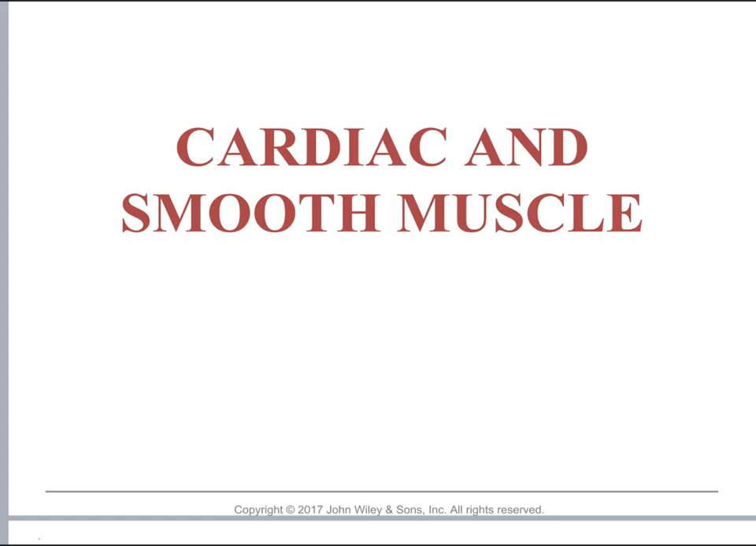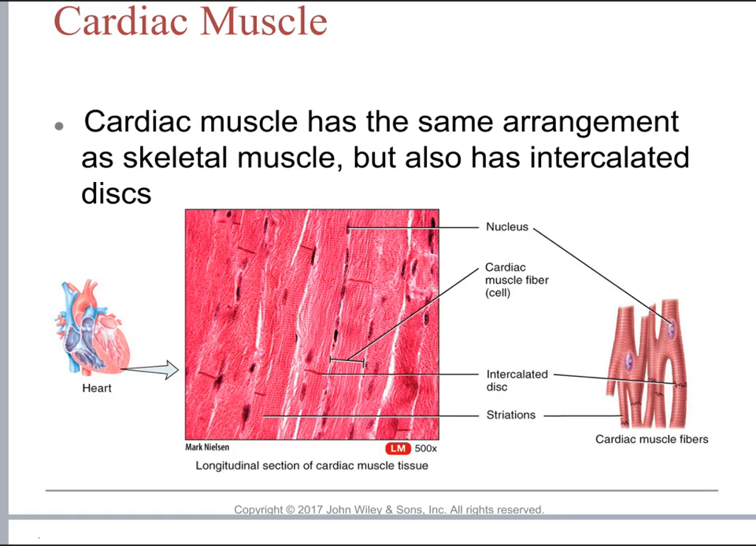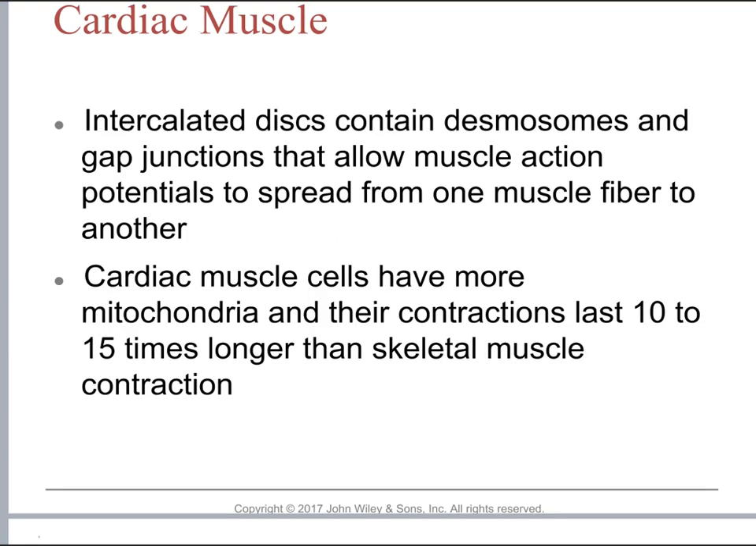Now that we have finished with skeletal muscle, it's time to revisit and elaborate on cardiac and smooth muscle. Let's start with cardiac muscle. Cardiac muscle is very similar and has the same arrangement as skeletal muscle, but it also has a secondary feature called intercalated discs. These intercalated discs contain desmosomes and gap junctions that allow muscle action potentials to spread from one muscle fiber to another. Cardiac muscle cells have more mitochondria and their contraction lasts 10 to 15 times longer than skeletal muscle.